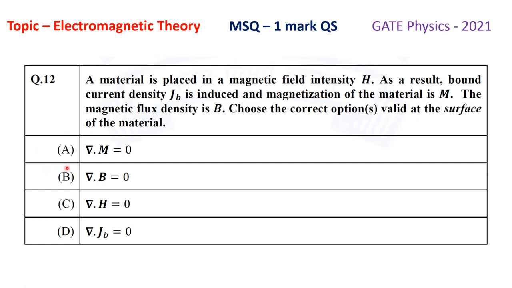Option A is divergence of M equals 0. Option B, divergence of B equals 0. Option C, divergence of H equals 0. And the last option, option D, divergence of Jb equals 0. Now as this is an MSQ, it is possible to have multiple options correct. We'll check each and every option one by one. Let us see the solution part now.